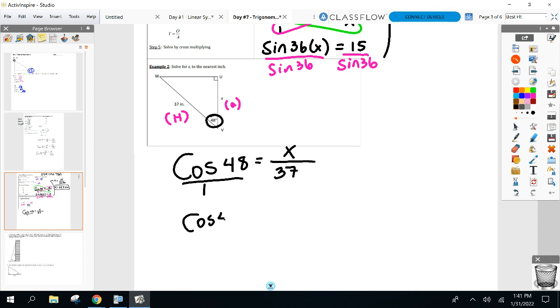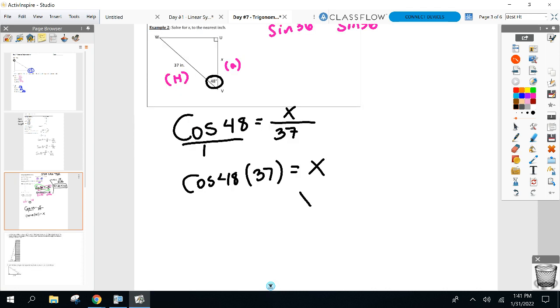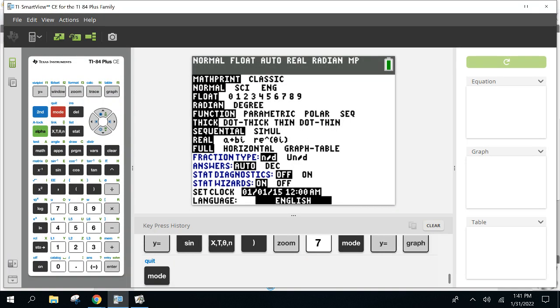Now you'll see something interesting here as we solve this. Cosine 48 times 37 equals, what do I have on the other side? Notice there's nothing to divide out this time, right? Unlike the last one, and that'll happen depending on where your x is. Are we okay? So nothing to divide out. Now I go to the calculator. All right, go ahead, go to the calculator. Just one thing I got to warn you about.